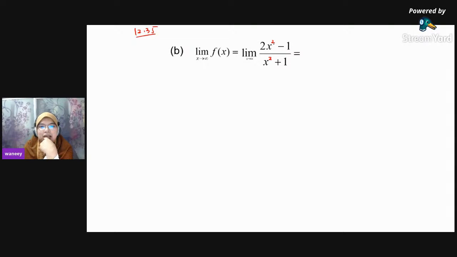Kita start terus. Okay, so now the limit for x approaches infinity for f(x). So substitute the function. This is 2x squared minus 1 over x squared plus 1. Again, if you try to substitute with infinity, you are going to end up with infinity over infinity. Since we have infinity over infinity, that means we have to divide with the highest power of our denominator. Based on our denominator, the highest power is x squared. Therefore, we should divide everything with x squared.